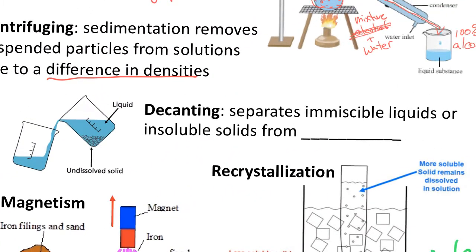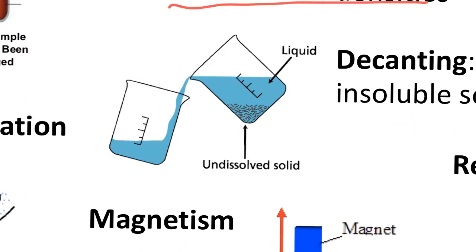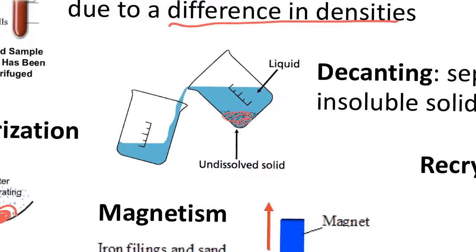Decanting separates immiscible. Immiscible means not dissolvable. Separates immiscible liquids or insoluble solids from a liquid. Basically what you're doing in this is you've got your solid and you're just pouring off the liquid part.